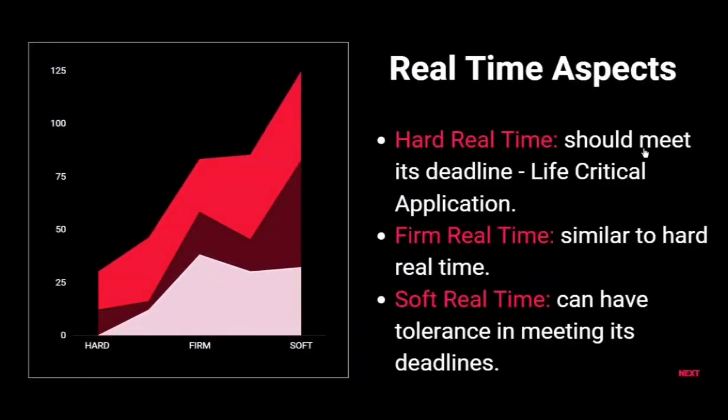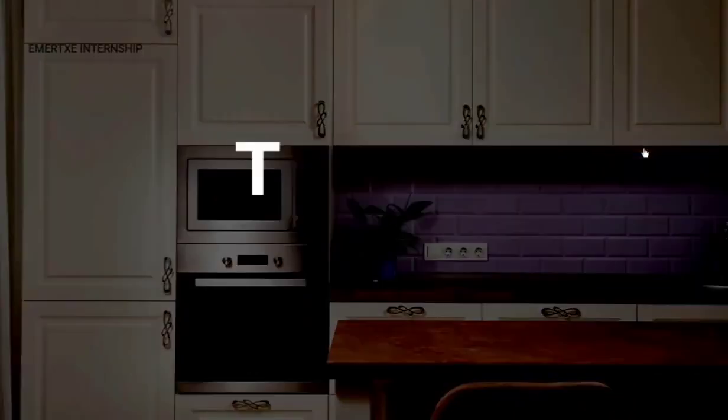Then moving on to the real-time aspects: hard real-time should meet its deadline, like in life-critical applications. Firm real-time is similar to hard real-time in terms of speed and memory. And then soft real-time applications can have tolerance in meeting their deadlines.